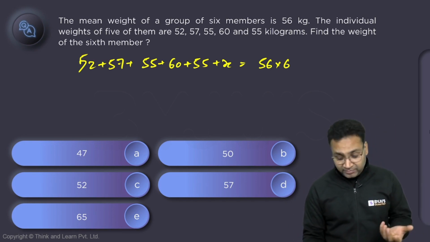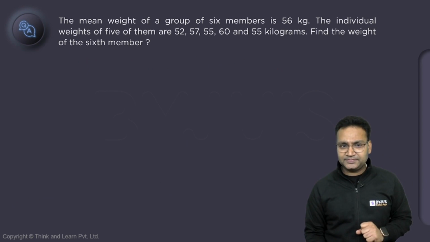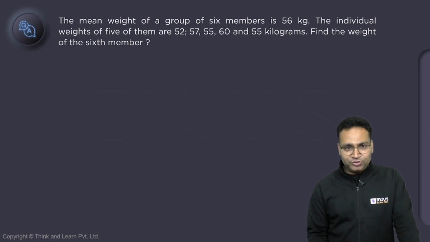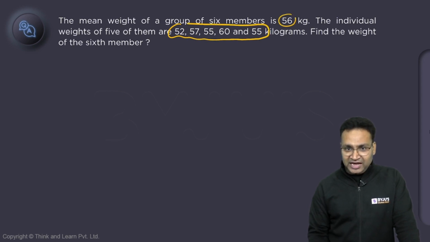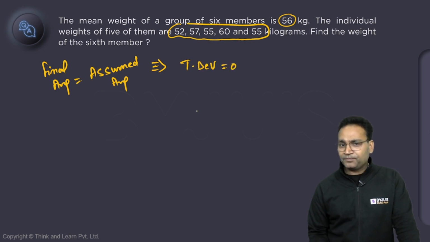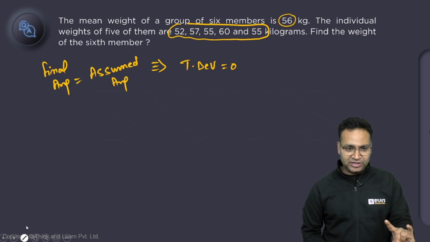What can be the other way of doing it, guys? The other way of doing it is very simple. You will take deviation from 56. It is a final average. I have told you if final average is actually the assumed average and I am taking deviation from the assumed average or the final average, what is the case? The total deviation should be 0. Clear?